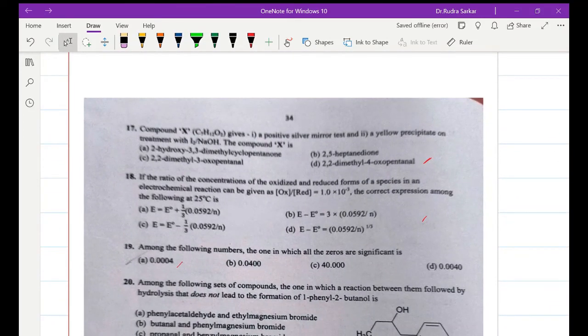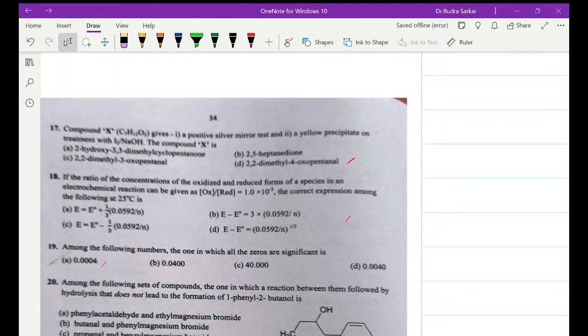Over here we have been given compound X gives positive silver test, that means it is giving a test with the Tollens reagent. That means it is having an aldehyde, or an alpha hydroxyketone. Yellow precipitate with I2 NaOH. So it is also having the keto methyl group, because this is giving the iodoform test.